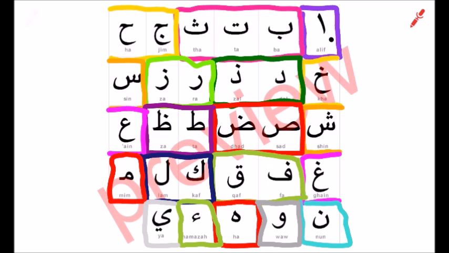The second, third, and fourth letters, I put them under this pink square because I put them into a family. The reason being is because they have the same bodies except just a different number of dots. The dots really differentiate them.